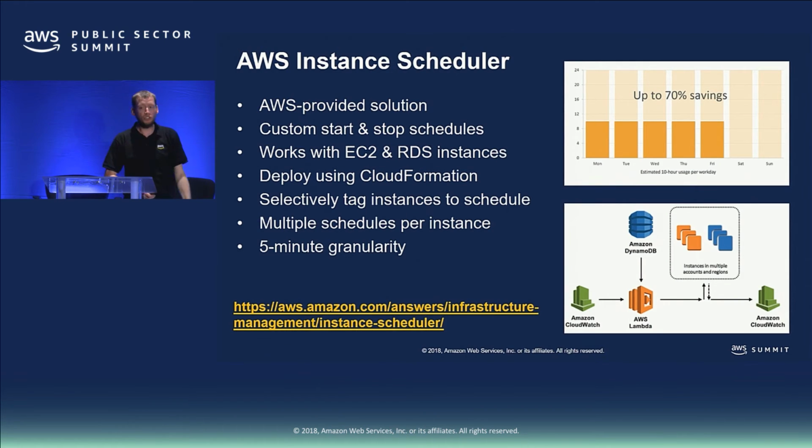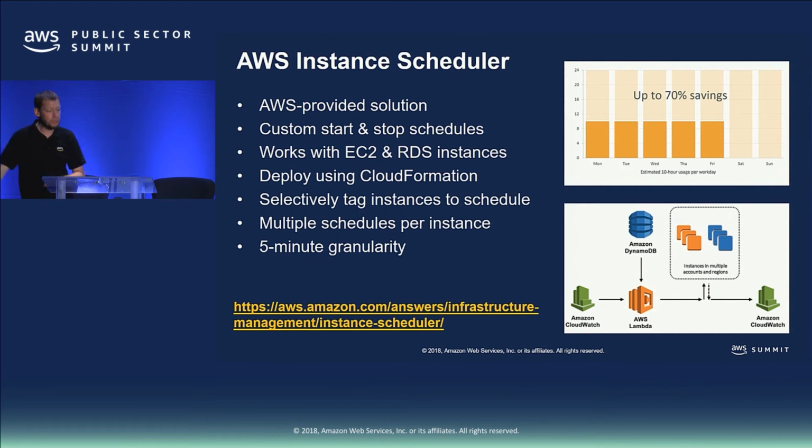It works with both EC2 and RDS, our managed database service. It's deployed very easily using CloudFormation. And you choose the instances you want to stop and start by tagging them. So you tag them with a particular type of workload, and in response, every 5 minutes, this system will look to see if that instance should be started or stopped, and then manage that for you. Full documentation is on there, but a really useful tool, very quick and easy to do. If you target it for your non-production workloads, you can massively reduce your costs.